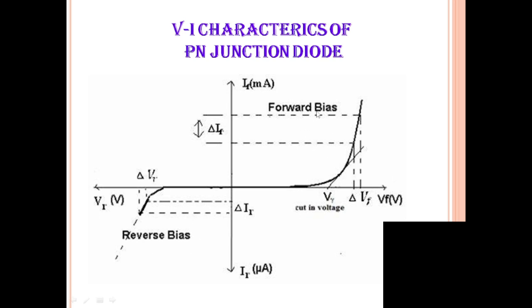Normally the forward resistance can be calculated with the formula: forward resistance RF is equal to del VF divided by del IF. Similarly, reverse resistance RR is equal to del VR divided by del IR. With the help of these formulas, we can find the forward resistance and reverse resistance values. So this is the VI characteristics of the PN junction diode.